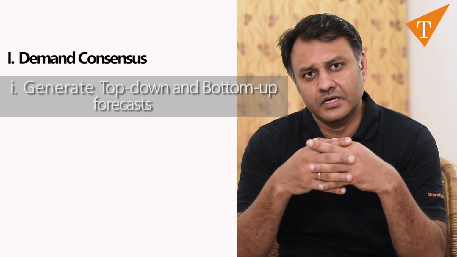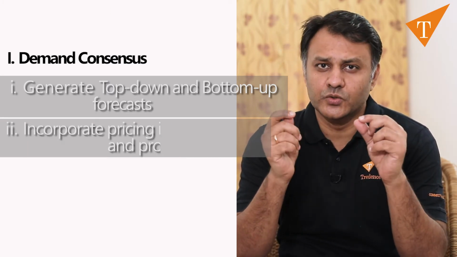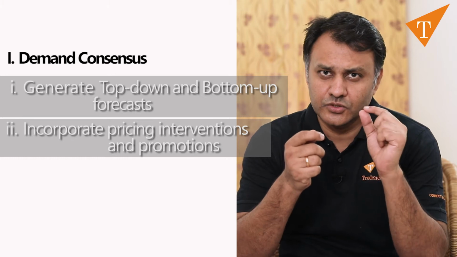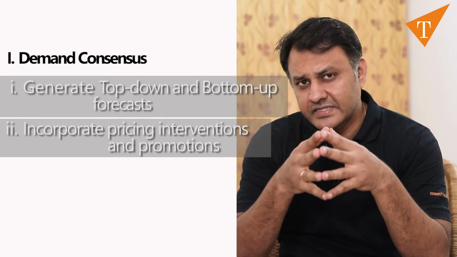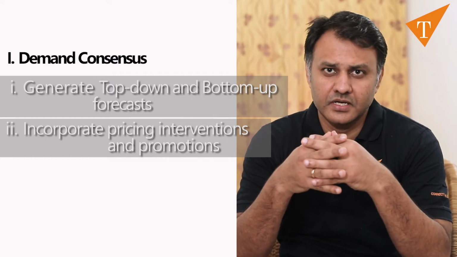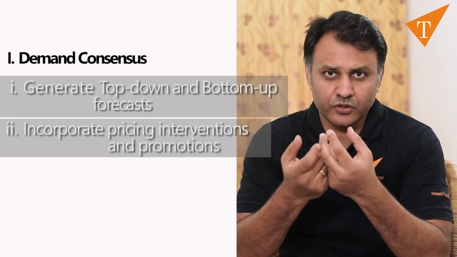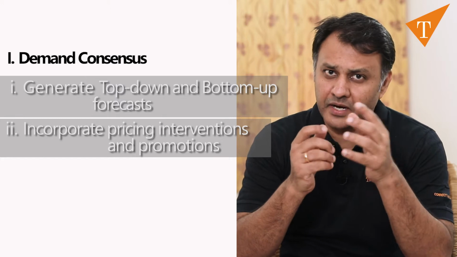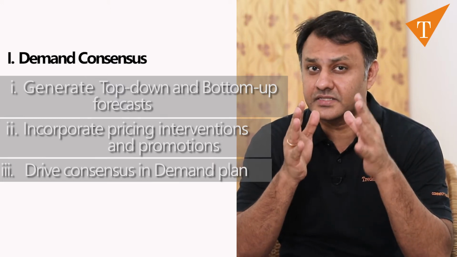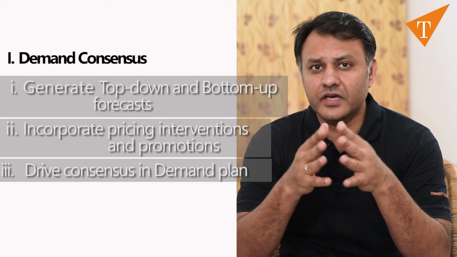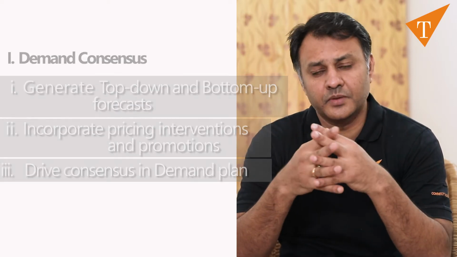And then analyze the deviation between these forecasts and try to smoothen them and integrate them in a very intelligent way. The second step is to introduce the ability to incorporate factors such as pricing interventions and promotions in order to further strengthen this forecast and arrive at a demand plan. Remember, the key is to arrive at a consensus on demand for the various stakeholders that are involved in the S&OP process.